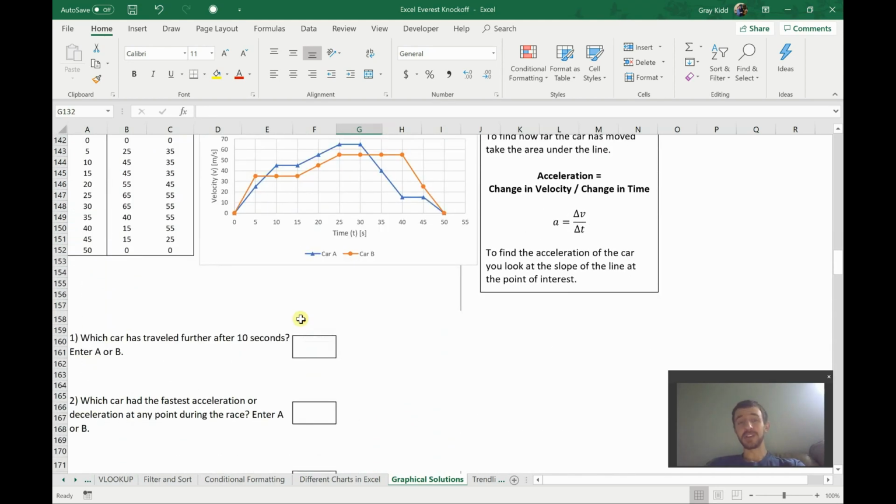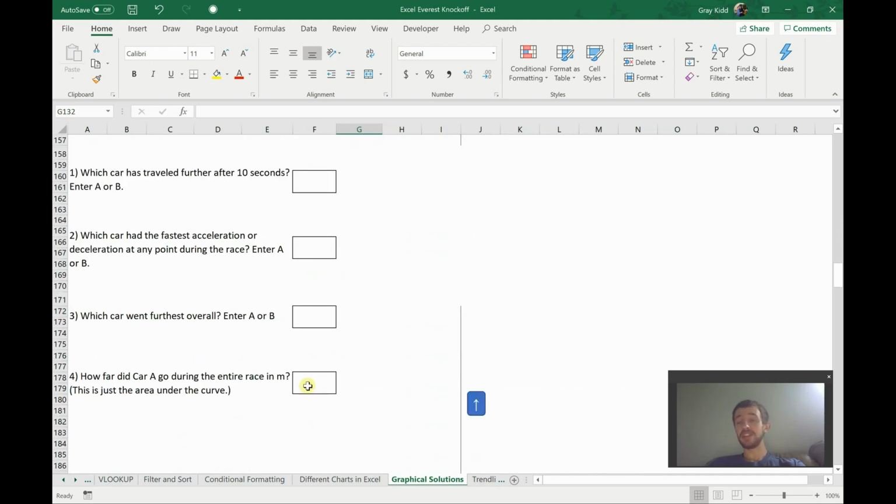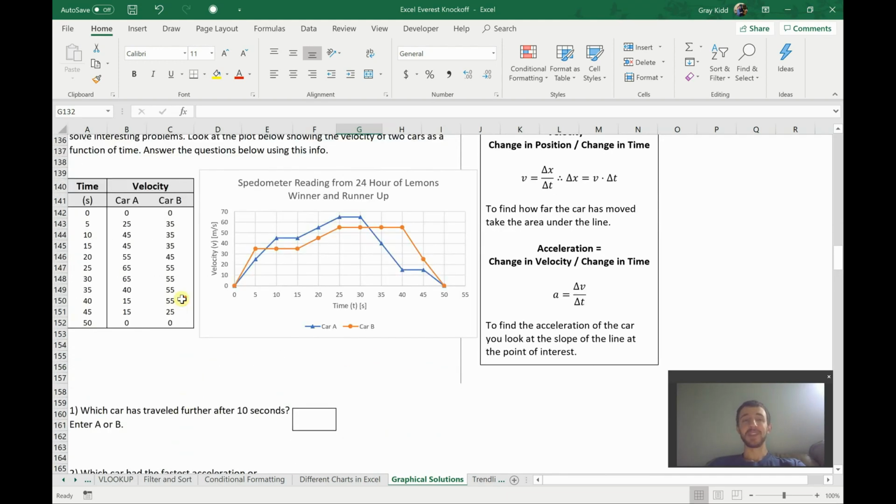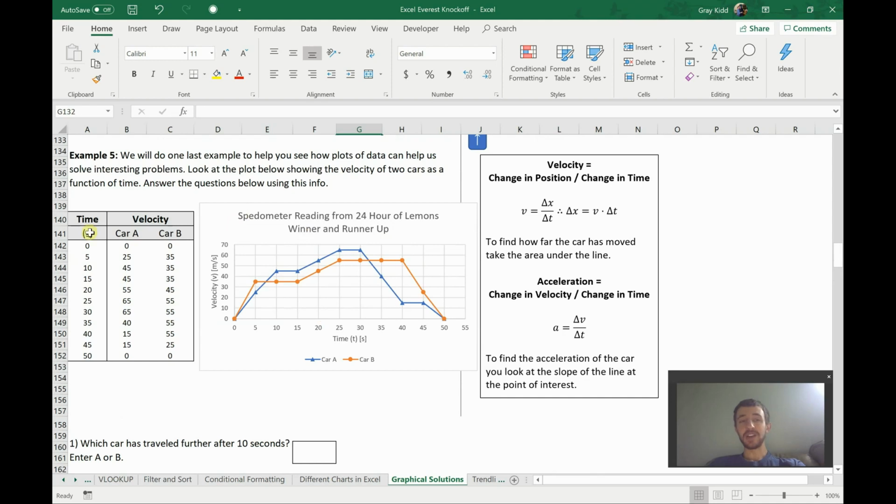Okay, now the last one, I'm going to explain it to you, but I'm going to make you do it on your own, because you've got 4 questions here that you need to answer. So what I have here is the velocity of 2 cars, car A and car B. And they're in a race. They're in the 24 Hours of Lemons, which lasted 50 seconds. So maybe both cars just died. If you don't know what 24 Hours of Lemons is, look it up. It's absolutely hilarious and amazing.